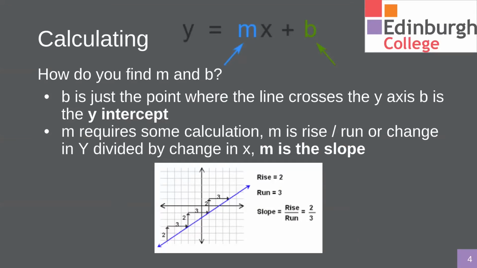Okay, so how do you find m and b? Let's say we want to calculate y for some x. We need to know what m is and what b is. b is easy to find. It's just the point that the line crosses the y-axis. It's called the intercept. So that's an easy one.